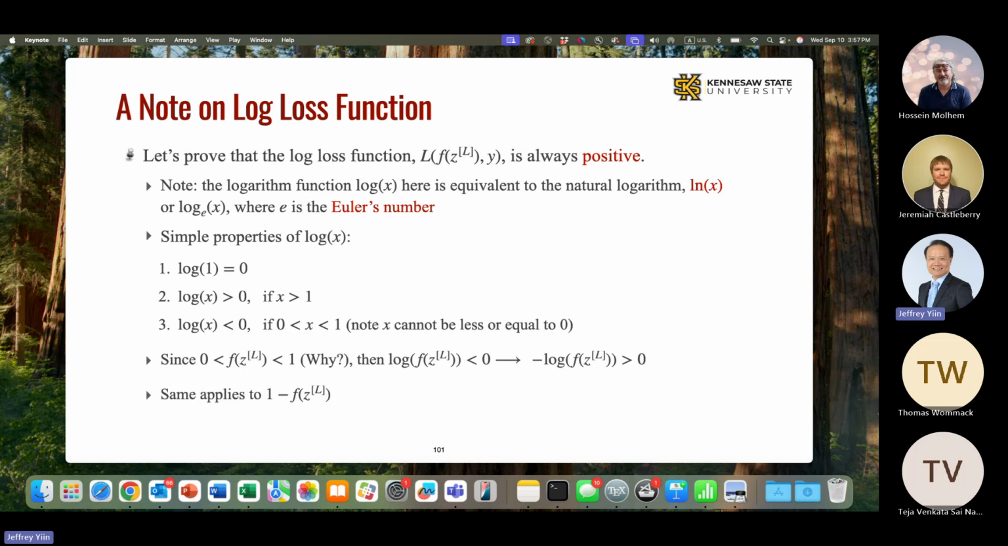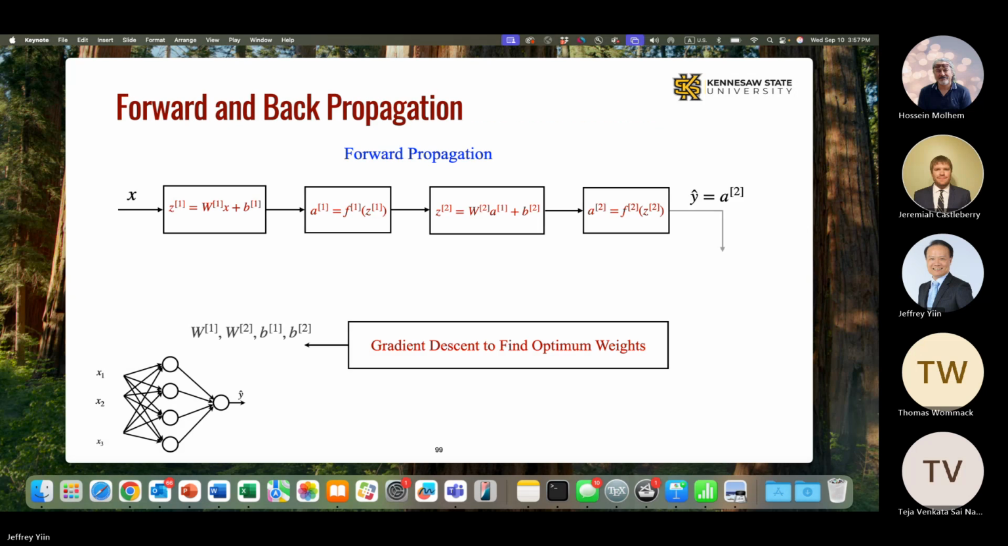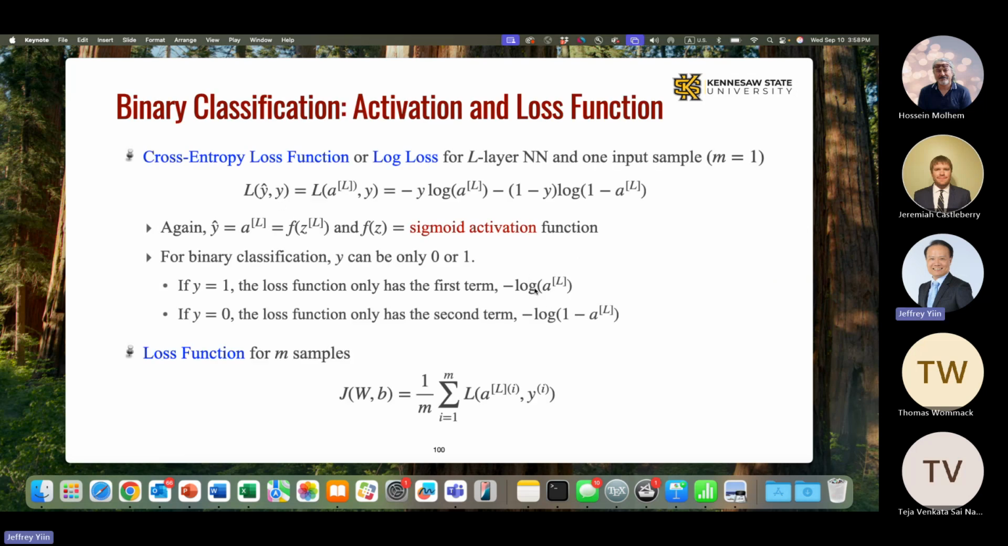Okay. So with that in mind, it's not hard to see that the loss function is always positive. Do you agree? It has to be always positive because the definition of a cost function is the distance between two vectors. And the distance always has to be positive. But the way that they define the log loss function, I just want you to make sure that you can prove that it is always positive. Why? If you look at this, let's just look at log x. Just look at the first term, minus log AL. Why is minus log AL always positive?